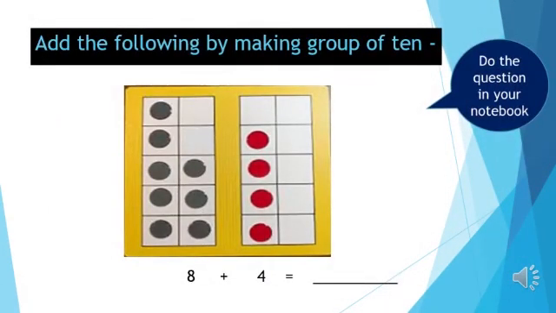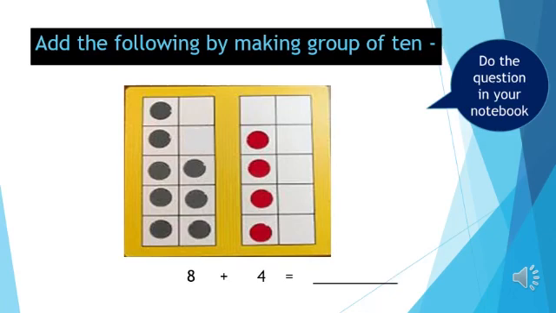Again, you have one more question. You will have to do it in your notebook. Do the question in your notebook. Add the following by making group of 10. Here again you are given 2 groups of dots. Here in the first group you have 8 black dots and 4 red dots. So you have to add the 2 groups. 8 plus 4 you have to do.